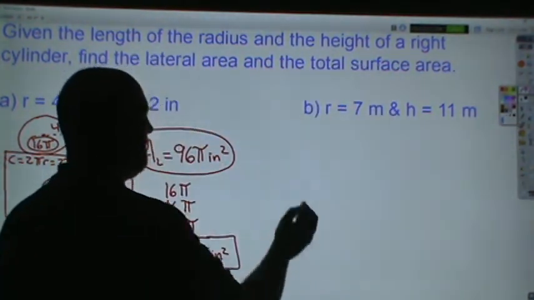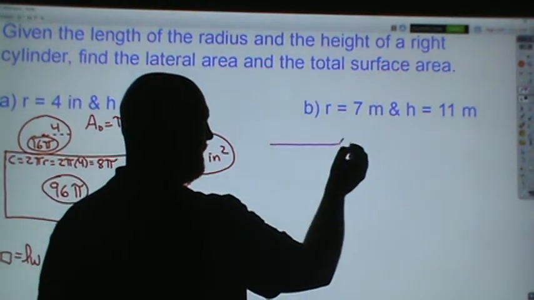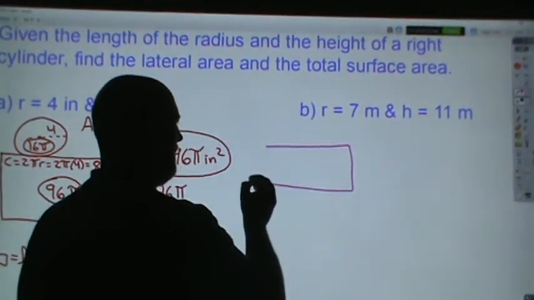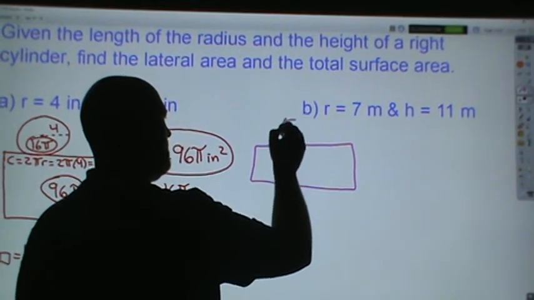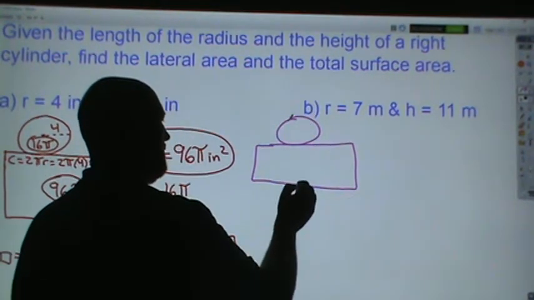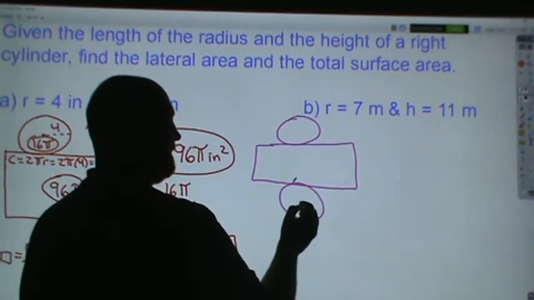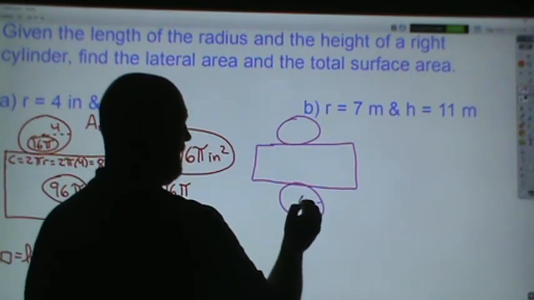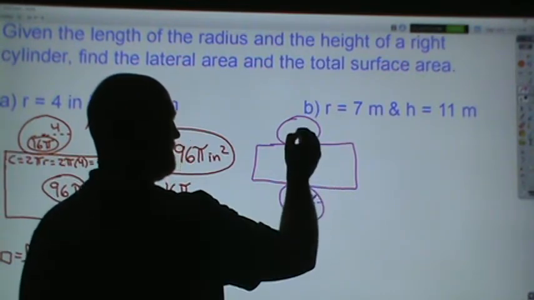Remember, with your net, you're going to have that rectangle in the middle representing the lateral area. You're going to have your circles as the two bases. To find the area of a circle, you need to know the radius. They told me the radius was 7.